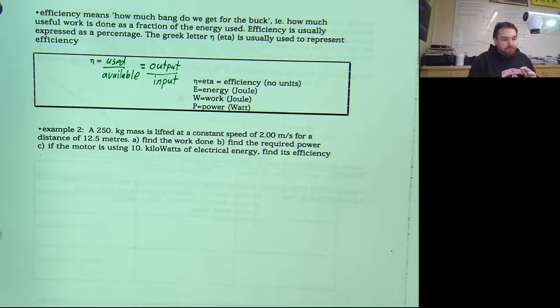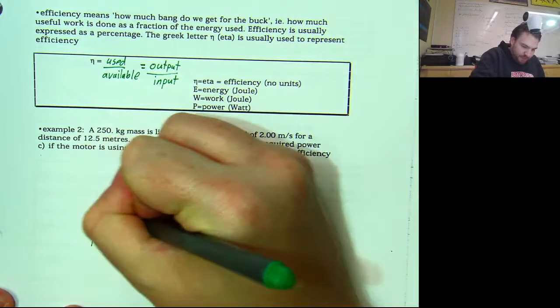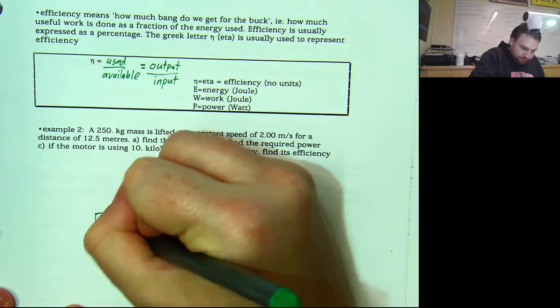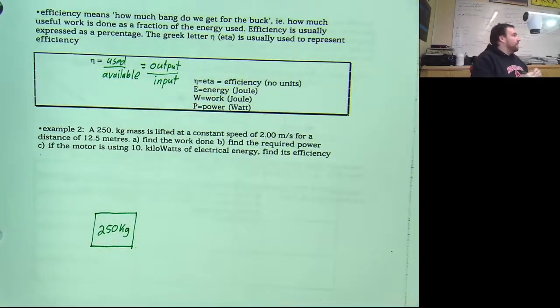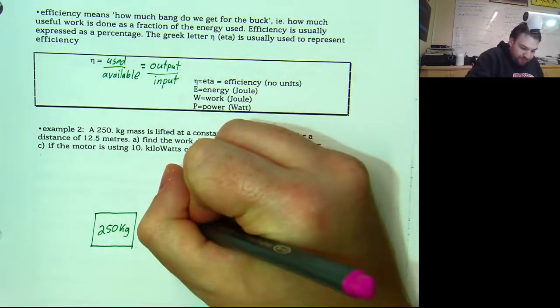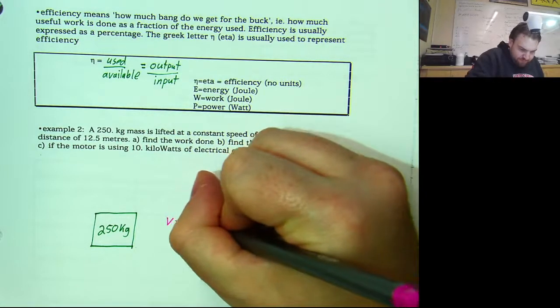Let's draw the problem first. We've got an object that's being lifted. Here's our mass. When in doubt, draw it. Okay. There's my 250 kilogram mass. What do we know about it? So we've got some information here. We can add that in. V equals 2 meters per second.